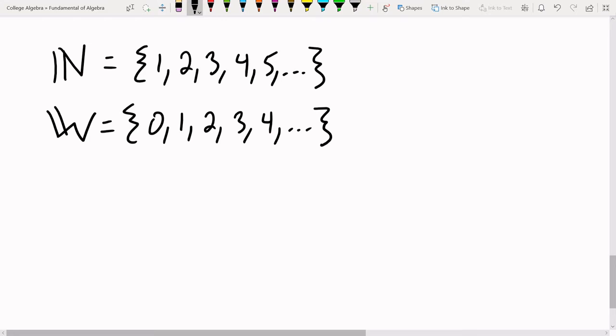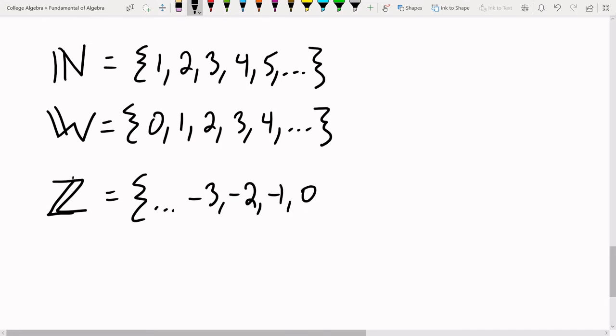The next set is the integers, and this is given the Z. I think it's Z for some German word. And this is the set from negative infinity to positive infinity, and only the numbers that don't have a decimal part in them. They're just whole numbers, but you're also considering the negatives as well.